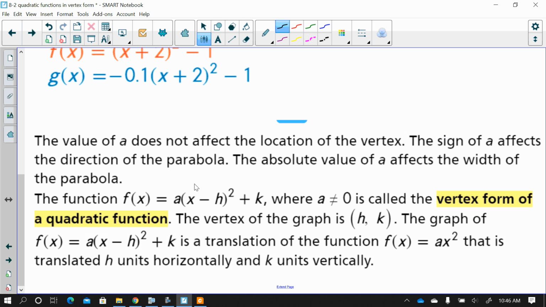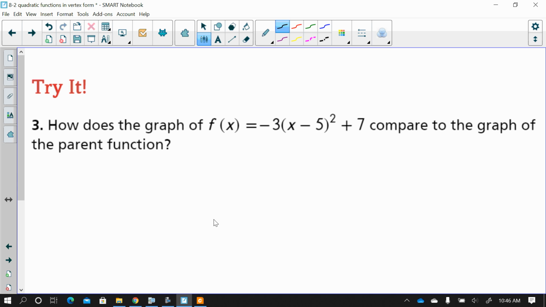The function that I put on this screen a couple times now is called the vertex form, because we can see what the vertex is. Again, remember our vertex is (h, k). Then the graph is a translation that translates h units horizontally and k units vertically. I'm going to give you a handout that has each of these variables explained a little bit better. But the big thing to know is that (h, k) is my vertex.